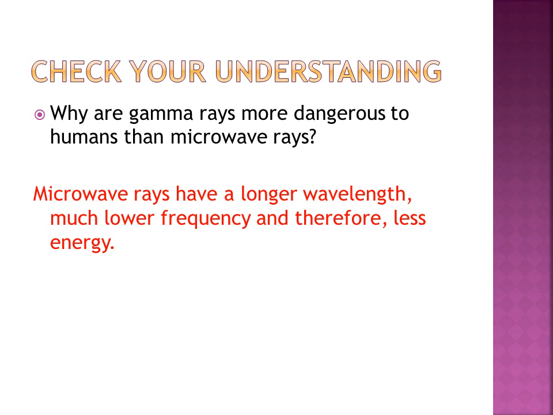They have a lower frequency, less energy, and more importantly, because they have that longer wavelength, they just pass right by our bodies. Gamma rays have tiny wavelengths on the order of the size of an atom's nucleus. It can do a lot of damage to our cells because it's about the size of one of our cells. That's why it's so damaging to our DNA and can cause cancer.